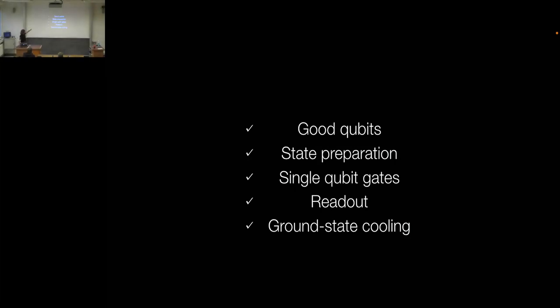So okay, we have done good qubits. We have done state preparation, single qubit gates, readout, and ground state cooling. How much time do I have left? Around 10, 15 minutes. 10 minutes. 15 is fine. Okay.